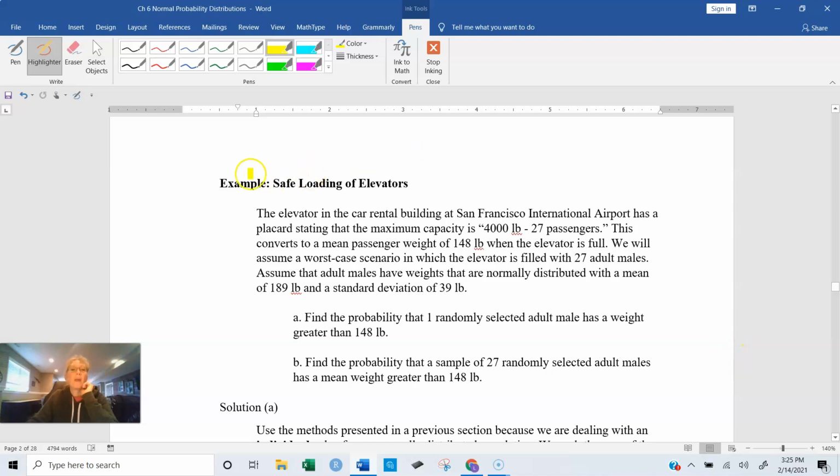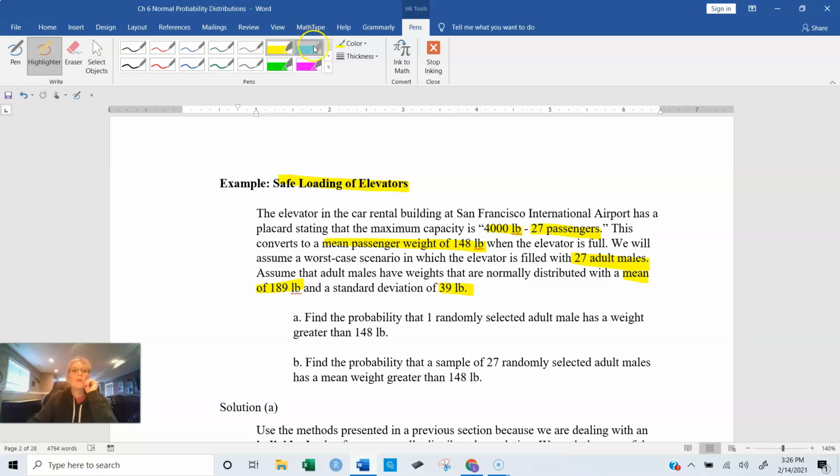Here's an example. Okay, we want to know if our elevator is safe, like will people die? In the airport, it says there's a maximum capacity of 4,000 pounds, which is 27 passengers. I want to know if there's a mean passenger weight of 148 pounds when the elevator is full. So if we take 4,000 divided by 27, we get 148. Okay, worst case scenario, I have 27 adult males. A male has a mean of 189 pounds and a standard deviation of 39 pounds.